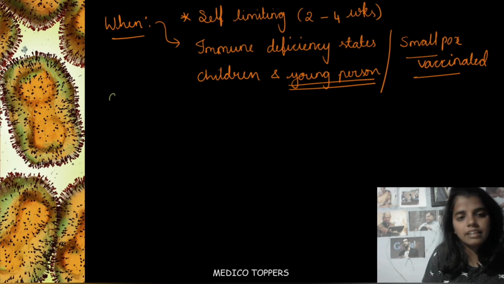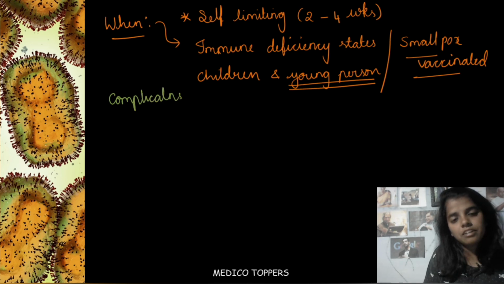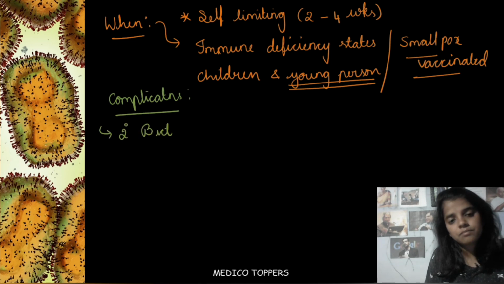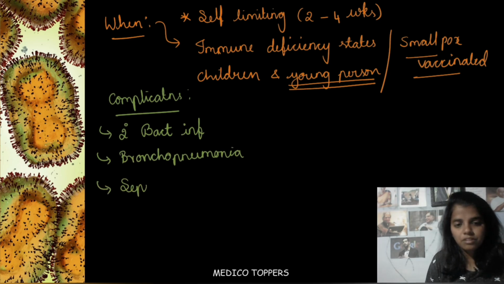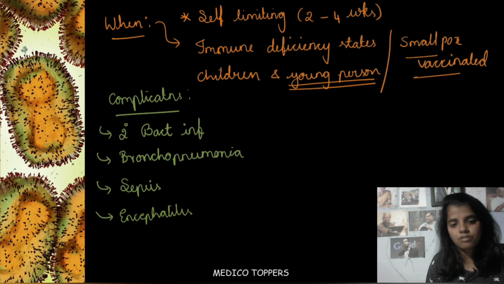So now let's see the exact complications it will lead to. Already it is a viral infection, and it will lead to secondary bacterial infections. Then it may lead to bronchopneumonia. Then it may lead to sepsis. Then it may lead to encephalitis also. So these are all the complications we can expect in case of monkeypox virus.